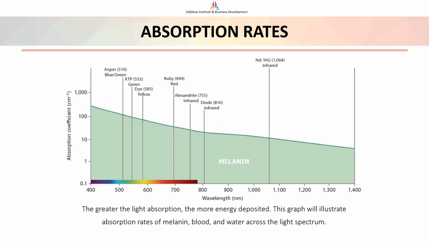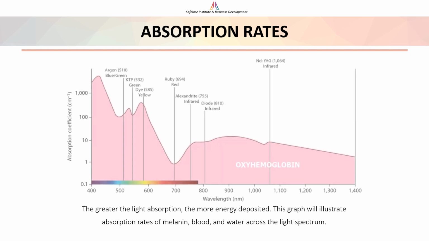Note the next example of blood absorption, specifically hemoglobin within red blood cells, where light is absorbed most strongly in the blue and green regions of the visible spectrum. Conversely, it has relatively low absorption in the red and near-infrared regions.